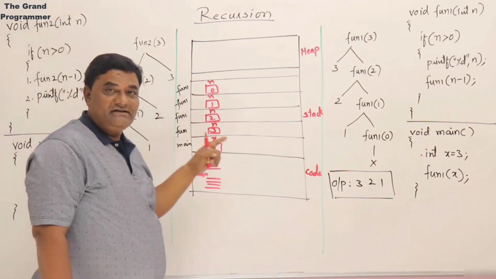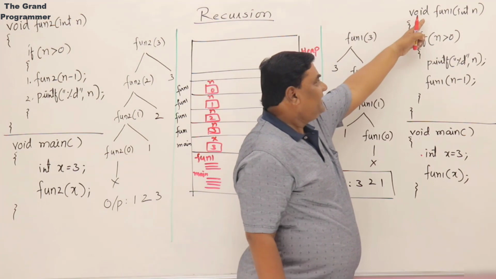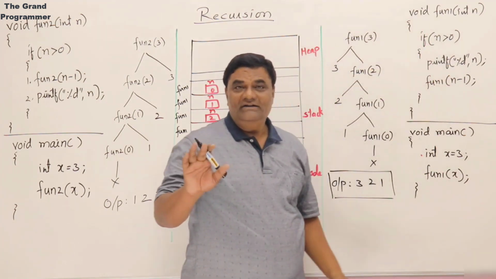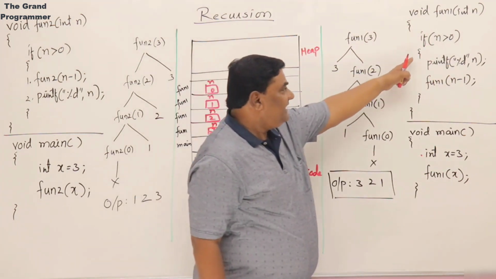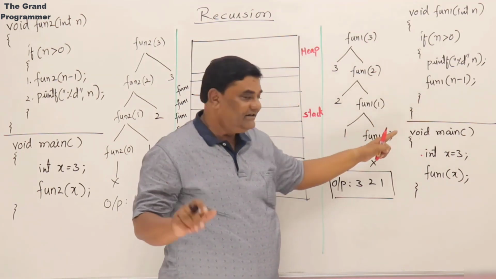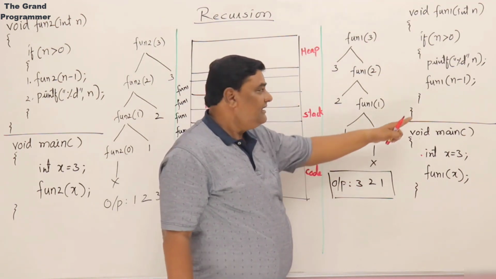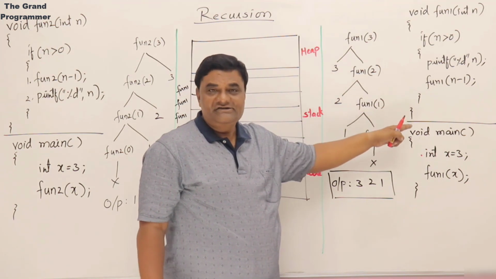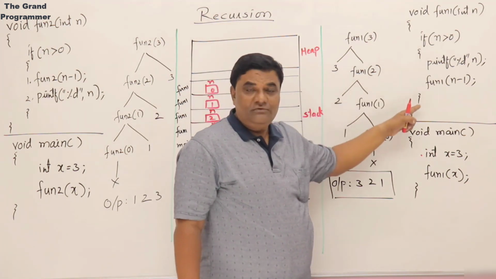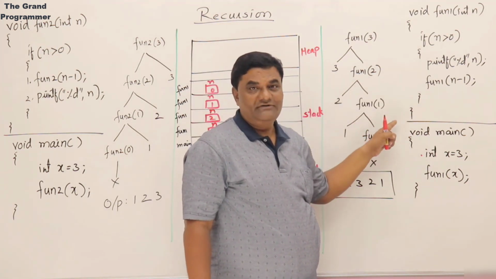This time, as n is 0, when it checks if n is greater than 0, no, n is not greater than 0. It will not enter inside. It will not print anything. It will come out of this conditional statement. So it doesn't enter into the conditional statement, and it will come out of the function.